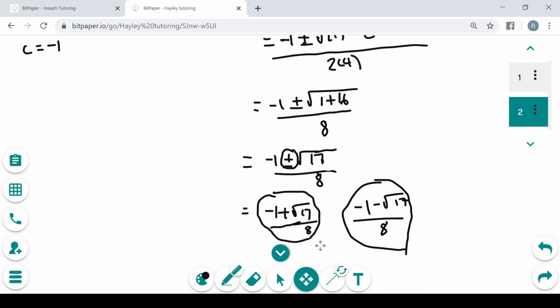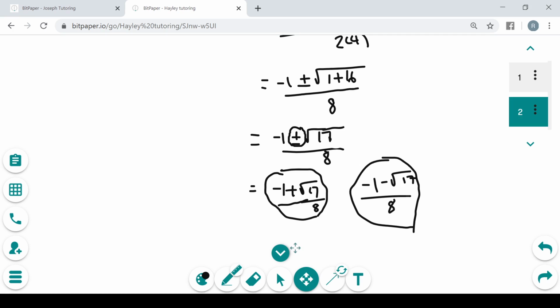So anyway, this was a quick little video on the quadratic formula. I'm going to do another example and some other videos with quadratic equations.